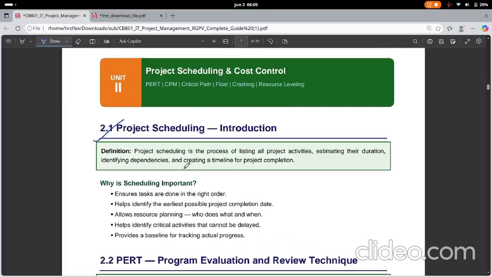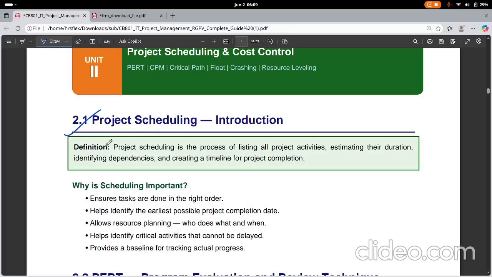Let me just quickly zoom in for you. I hope it is visible now. The definition of project scheduling is that it is a process of listing all the project activities, estimating their duration, identifying dependencies, and creating a timeline for project completion. This is called project scheduling.